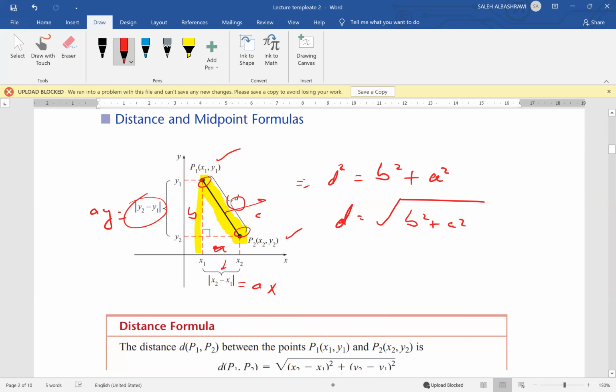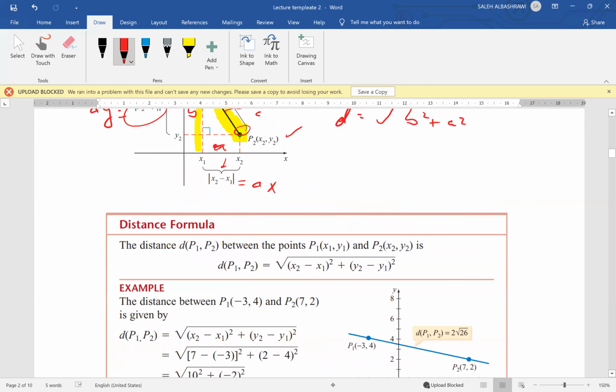So we can say that in general, the distance formula is given by this equation or formula. The distance D between 2 points, B1, B2, between the point B1, which is given by x1, y1, and B2, x2, y2, is given by square root of x2 minus x1 square plus y2 minus y1 square.